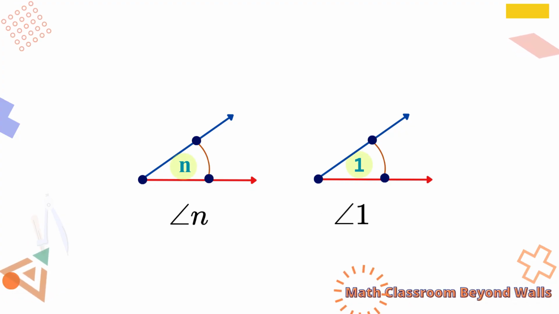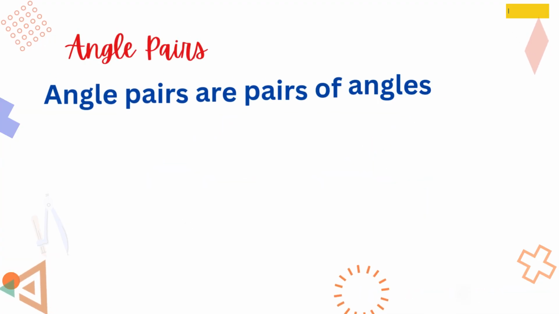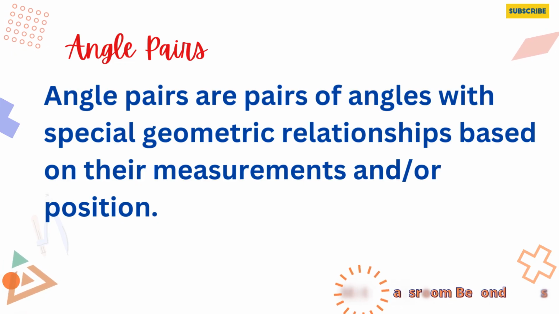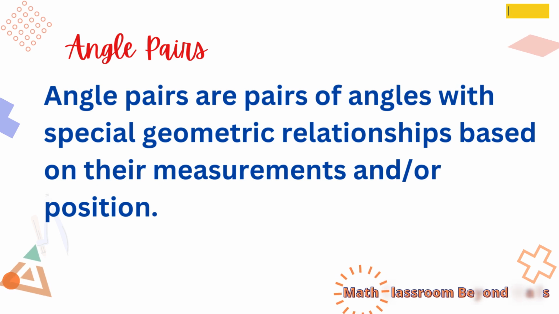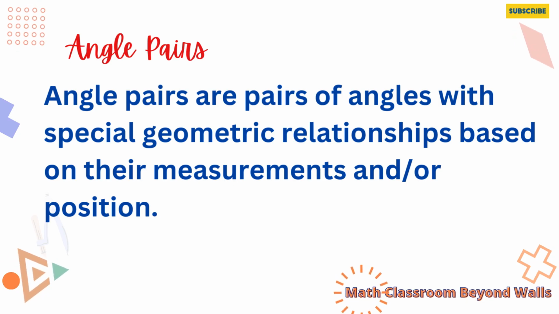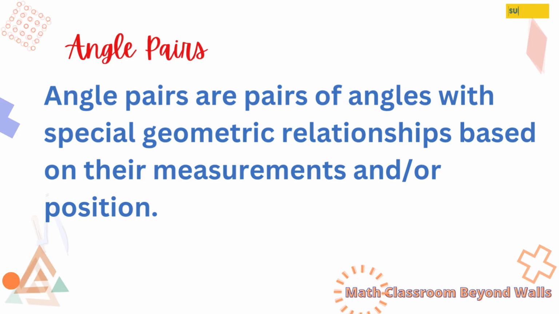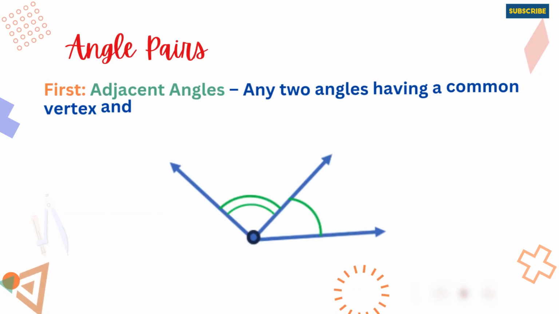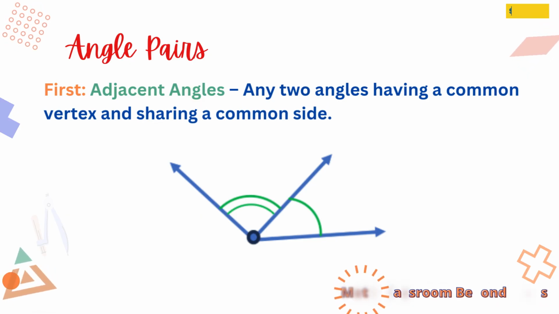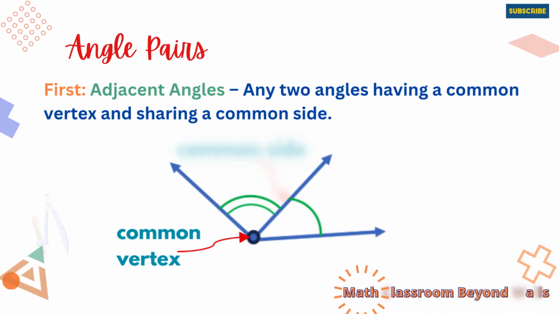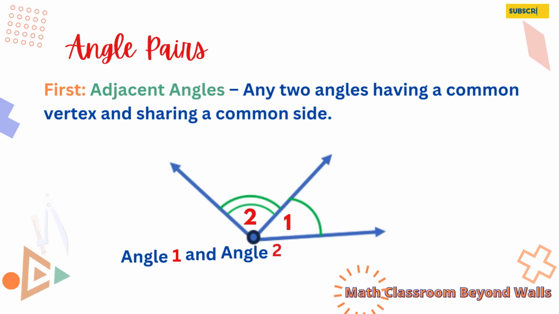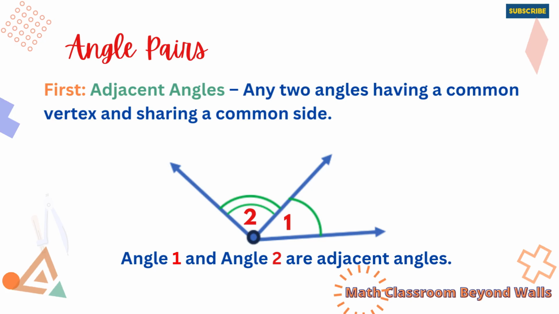Now, onto the different angle pairs. Angle pairs are pairs of angles with special geometric relationships based on their measurement and/or position. These relationships serve as tools in determining unknown angle measures. Here are the 5 pairs. First, adjacent angles. Adjacent angles are any 2 angles having a common vertex and sharing a common side. They do not overlap. Angle 1 and angle 2 are adjacent angles.